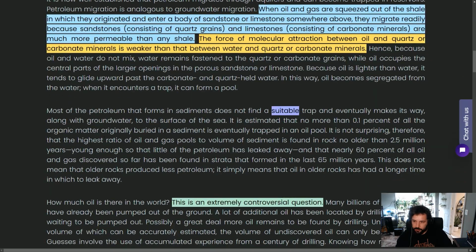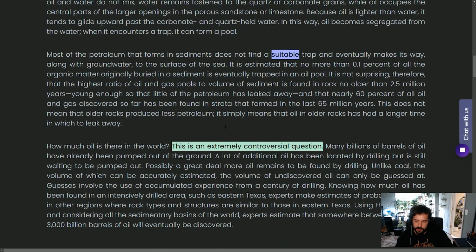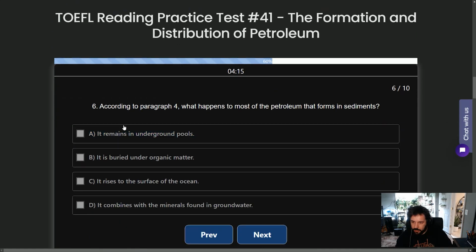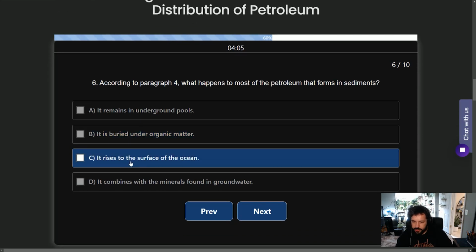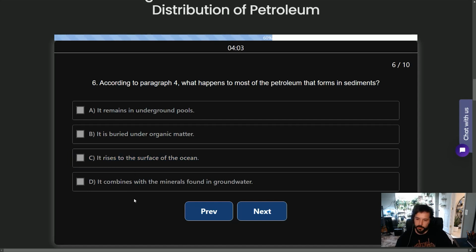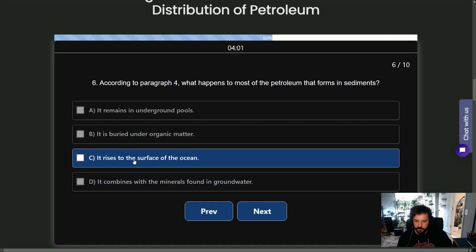Most of the petroleum that forms in sediments, okay, that's the subject we were looking for, doesn't find a trap and eventually makes its way with groundwater to the surface of the sea. Option one: it remains in underground pools, the exact opposite of what we just said. Option two: it is buried under organic matter. Again, no, we want the opposite of that. It rises to the surface, yes. It combines with the minerals found in groundwater. We don't know, we don't care.